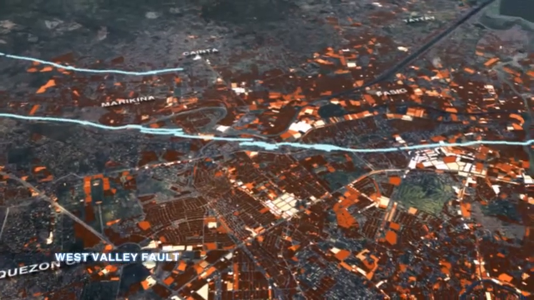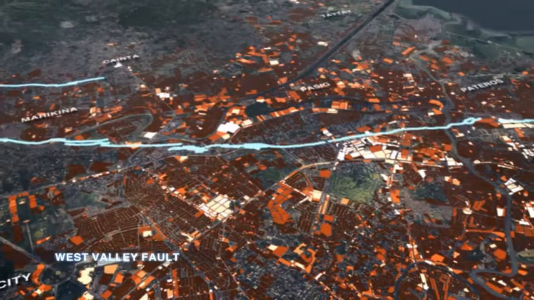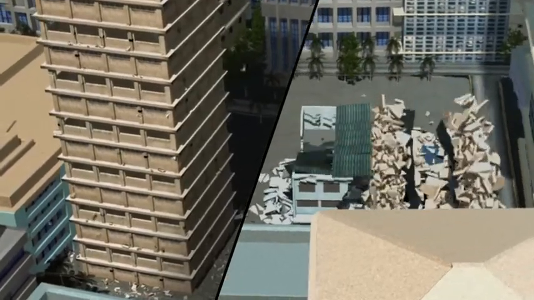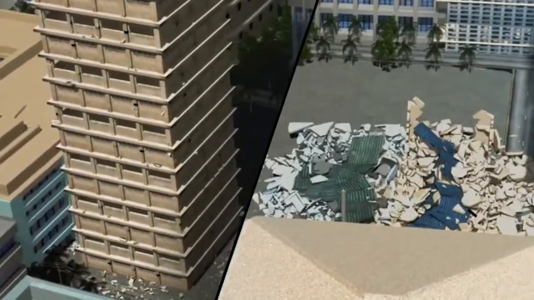The hotspots are clearly seen following the West Valley Fault and in areas lining Manila Bay. Both the expectation of strong shaking and the high concentration of easily damaged buildings explain this.